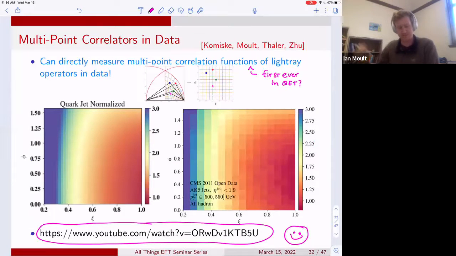And what's even more beautiful is one can actually just go out and directly measure these multi-point correlation functions of light ray operators in LHC data. And so this is really a correlation function living on the detector at infinity. And I think, to my knowledge, this is the first ever measurement of a correlation function of these light ray operators in any quantum field theory, period.